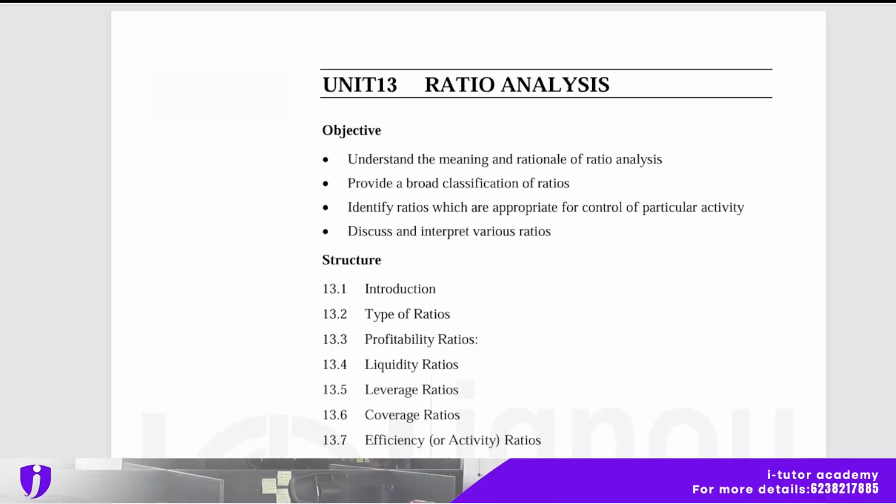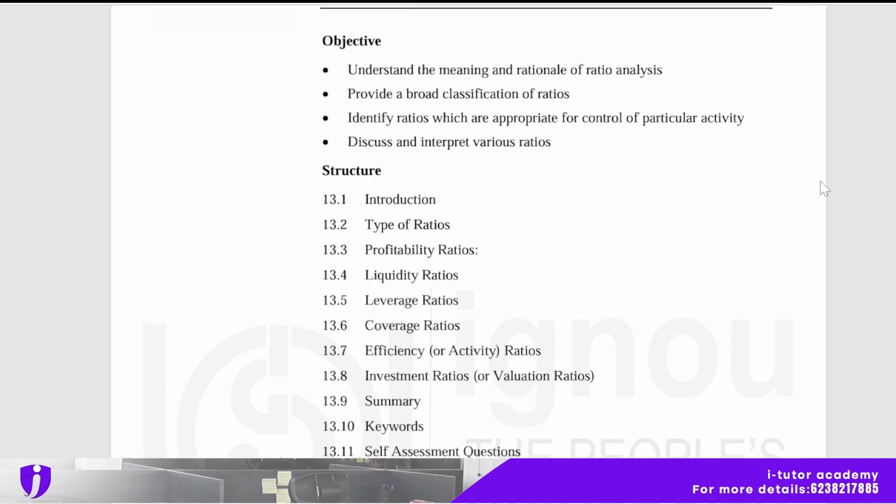In today's session, we will start with Unit 13, that is Ratio Analysis of MMBC 004. So let's see the objectives of this chapter. Objectives are to understand the meaning and rationale of ratio analysis, provide a broad classification of ratios, identify ratios which are appropriate for control of particular activity, discuss and interpret various ratios.